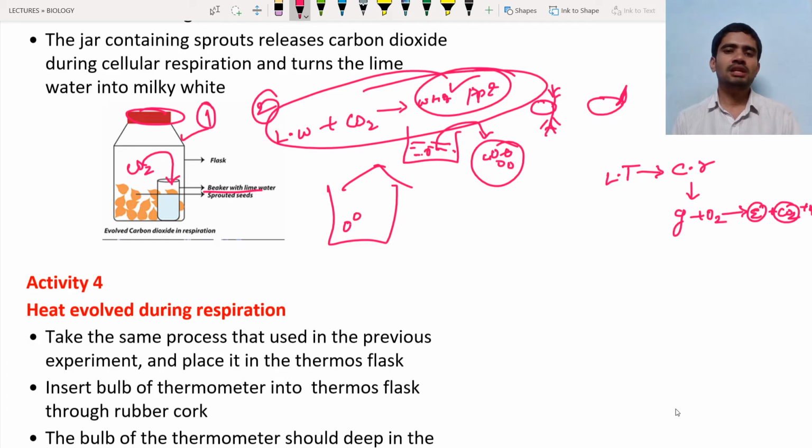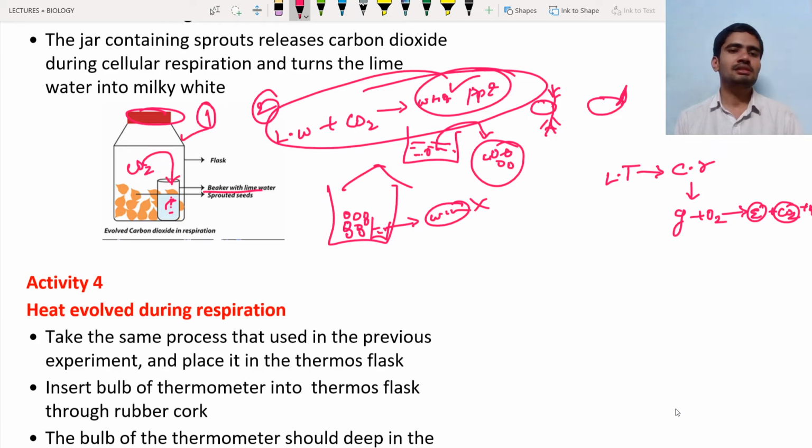These are inactive seeds, because they are not germinating. So the same beaker with the lime solution. If you keep it for 1 or 2 days, you can see the milky white appearance in the first one, but in this beaker you don't find any milky white appearance. Why? Because these seeds are inactive, not germinating seeds, so they will not release carbon dioxide. Hence the result is not shown.